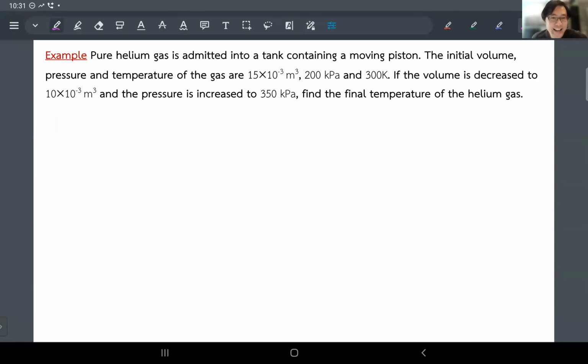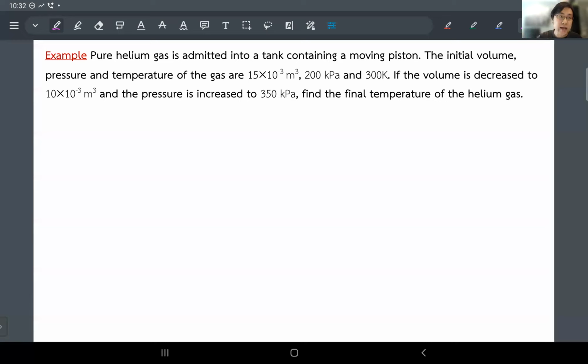Just kidding. All right, guys, try this one. You have pure helium gas admitted into a tank containing a moving piston. So it means there is something that can change the size. Now the initial volume, pressure, and temperature of the gas are all given here. If the volume decreased to a new value, so it means somehow it gets squeezed, and the pressure is increased to a new value, what will be the final temperature of this gas?